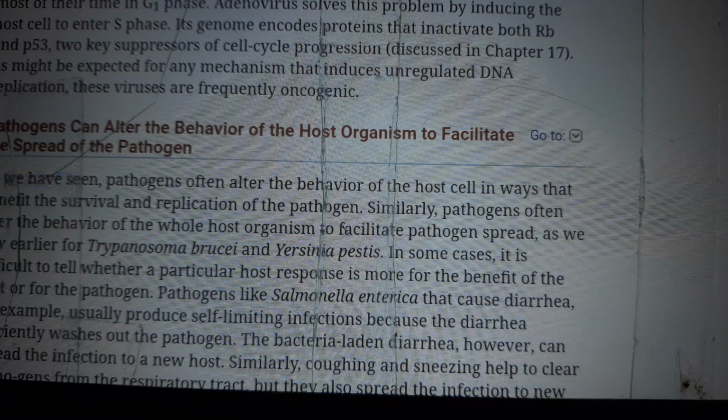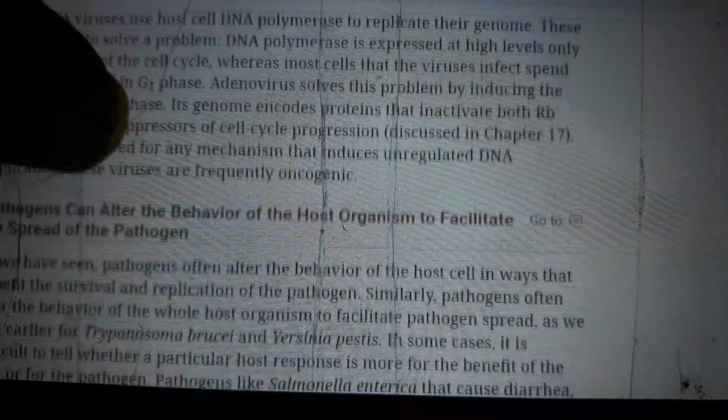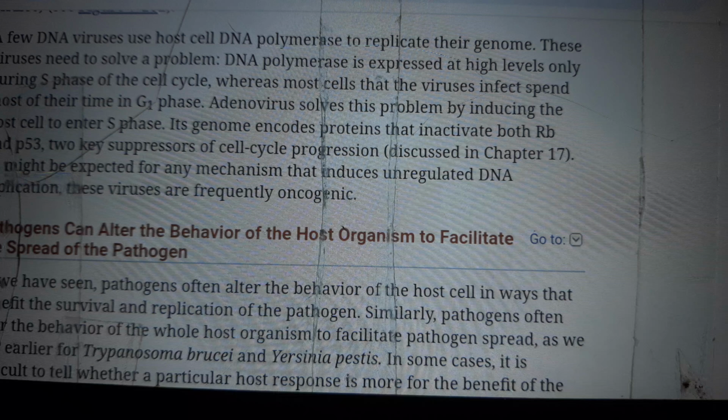A few DNA viruses use host cell DNA polymerase to replicate the genome. These viruses need to solve a problem. DNA polymerase is expressed at high levels only during the S phase of the cell cycle, whereas most cells that the virus infects spend most of their time in G1 phase.